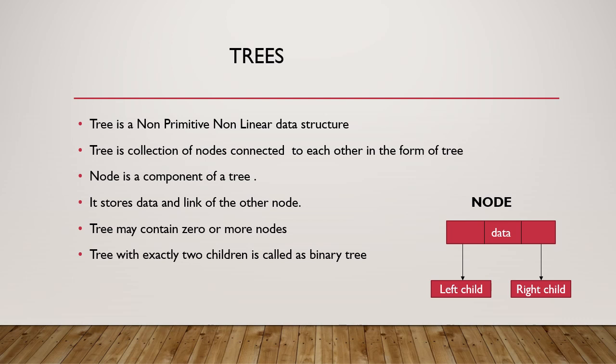So, you can tell tree is a non-primitive, non-linear data structure. We know that non-primitive comes under the structure. Non-linear data structures means where the data is not stored in a sequential fashion. Correct?